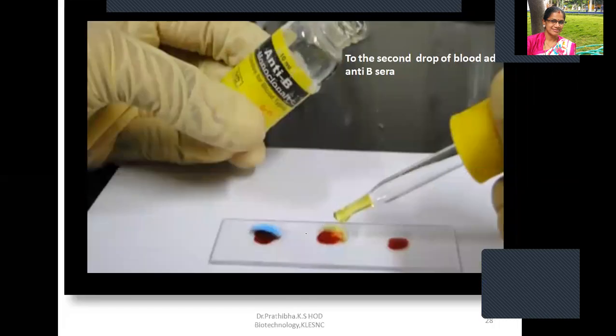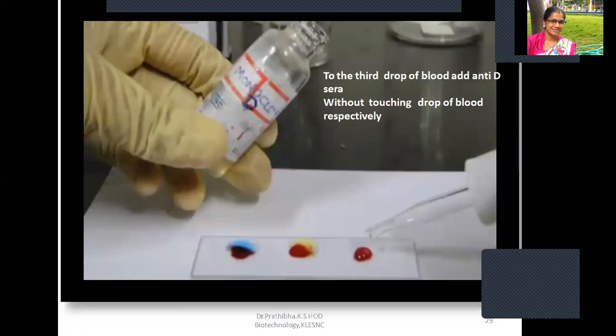Next, to the second drop of blood you are going to add antisera B. Then to the third circle, the third drop of blood, add anti-D sera, without touching the drop of blood. Without touching, you need to add it to all the drops of blood.